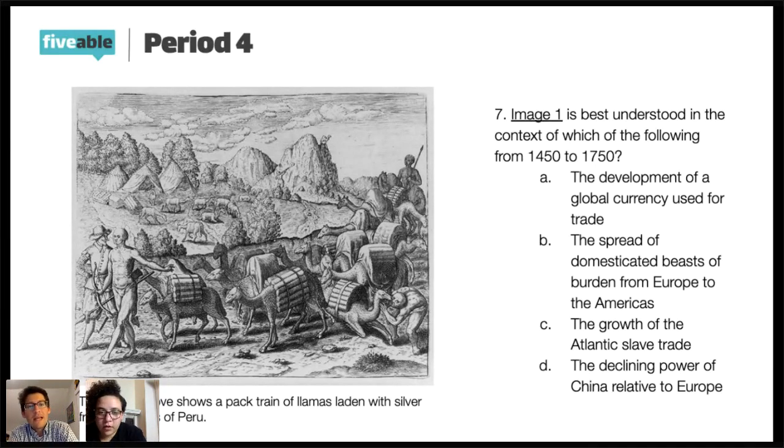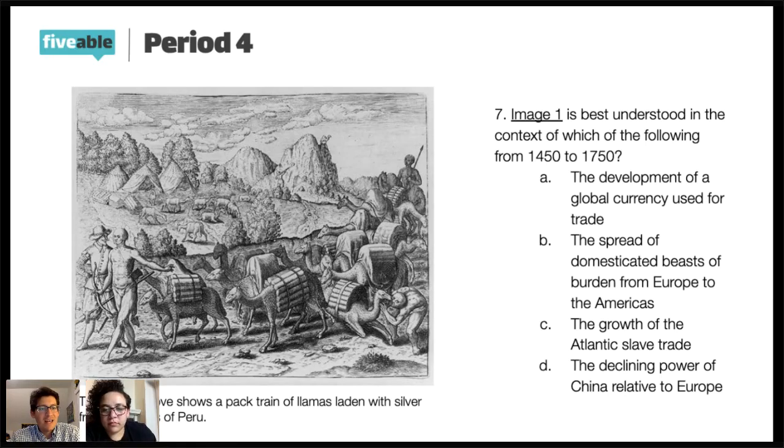Exactly. So then I go to the growth of the Atlantic slave trade. But looking at this image, there's no evidence of the Atlantic slave trade here. Actually, looking back at this question, I think maybe I should have included a thing about Amerindians with these llamas to make it a little bit more clear. But we aren't seeing African slaves in this image, or at least that's not pointed out as being in this image. And then lastly, the declining power of China relative to Europe.